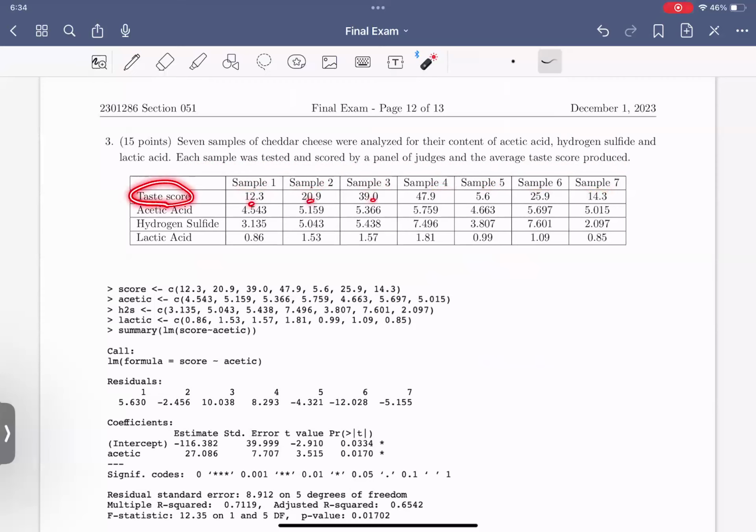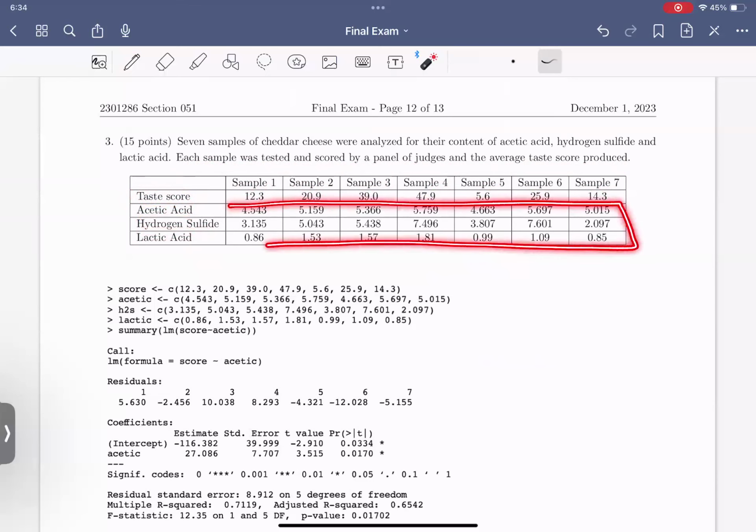This is the test score. And you want to know whether the test score depends on the acetic acid content, hydrogen sulfide content, or lactic acid content. So for each cheese, you're going to have numbers showing the amount of acetic acid, hydrogen sulfide, and lactic acid here.